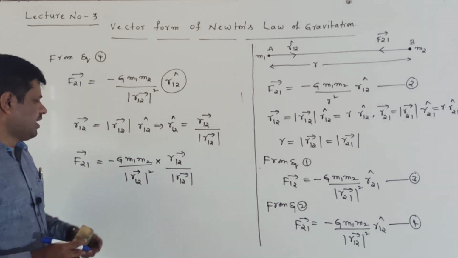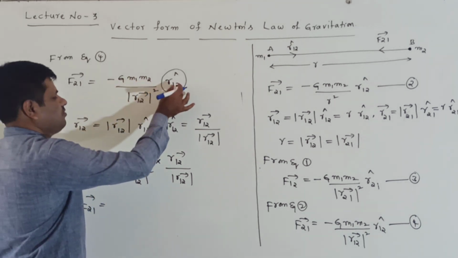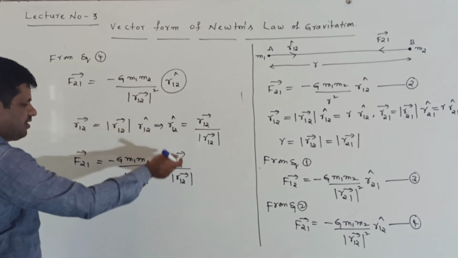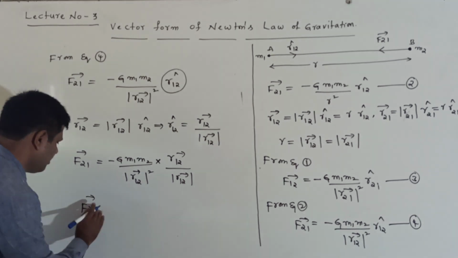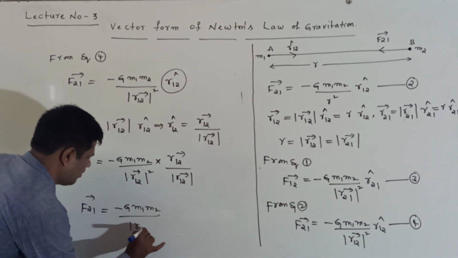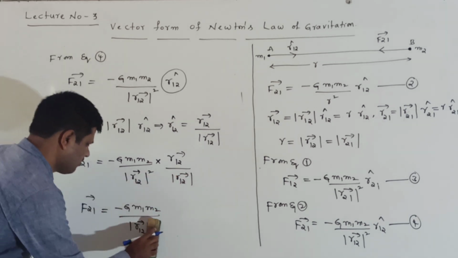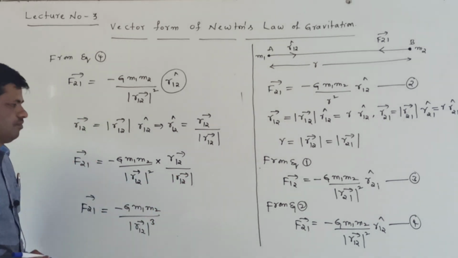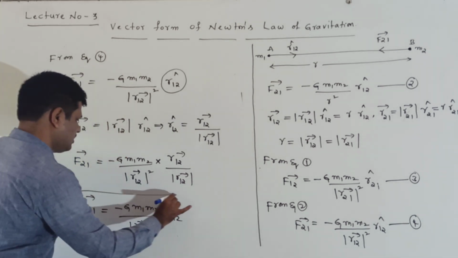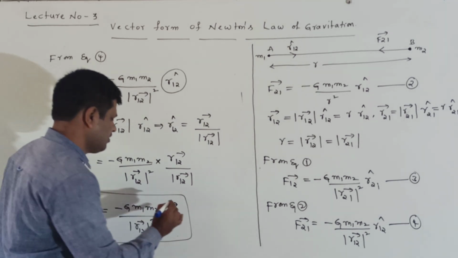Clear this one, right? Now I am writing the equation F12 bar, in the place of R12 cap I have written R12 bar by mod R12 bar. That equals minus G into M1 M2 by mod R12 bar whole square, and mod R12 bar whole square into mod R12 bar is equal to mod R12 bar whole cube, into R12 bar. This is another form we are writing. That is equation 4 completed, and this is given equation number 5.